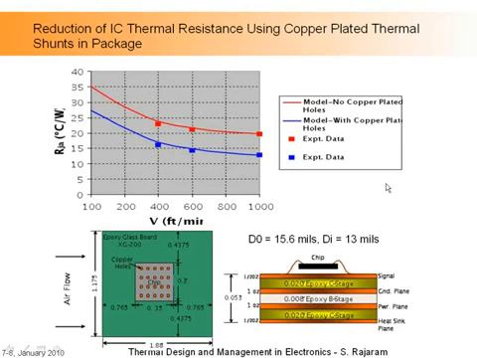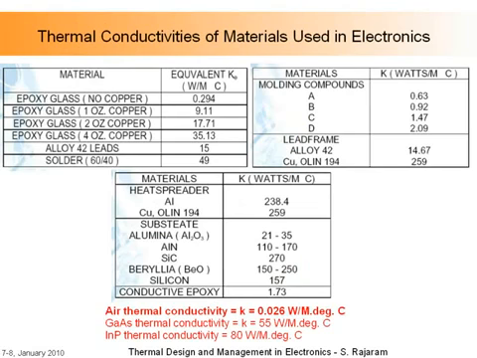So this is another example of an actual design package. So this is primarily conduction and convection. So what are some of the materials used in electronics and their thermal conductivities? And as you can see, it varies all over the place.